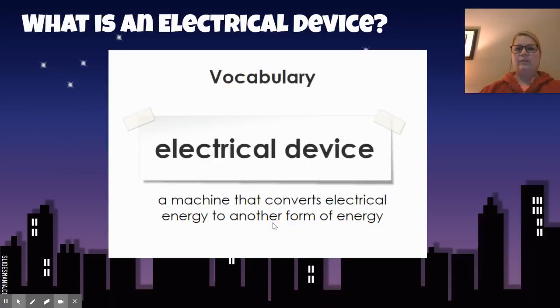So let's review. An electrical device is a machine, like a fan, like a motor, that converts electrical energy into some other form of energy. So our fan, electricity comes into it, and it produces wind, motion, wind power, okay? It forms into something else. Starts with electrical, and it changes into something else.